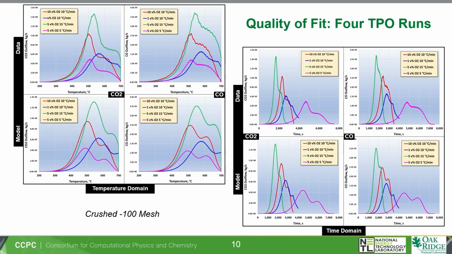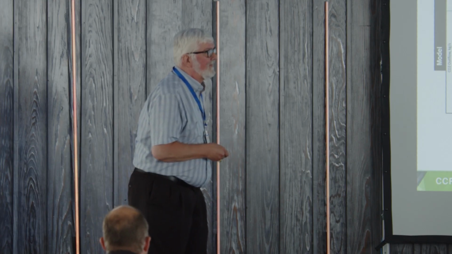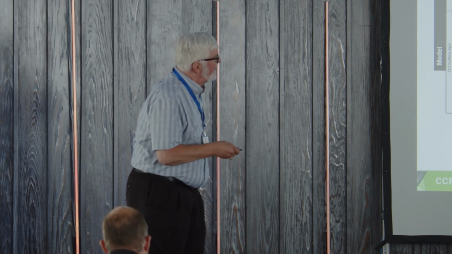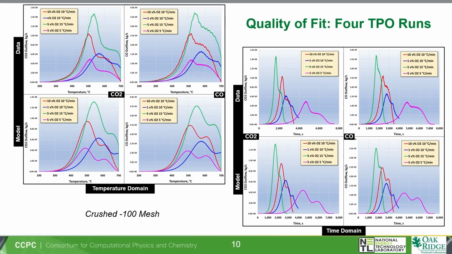Just some data to show you here. This is 4 TPO runs I picked, with differences in the oxygen concentration and the temperature scanning rate. And here's the CO2 and the CO from the data, and here's how the model predicts. Without looking at a whole bunch of statistics and R-squared, and this is in the time domain, you look at it in both temperature and time domain, and this fit is good. This fit is absolutely good enough for the work that we're wanting to do here.